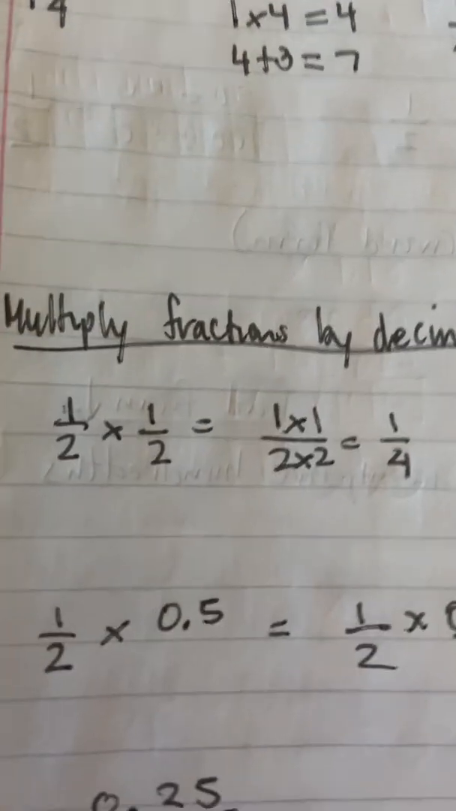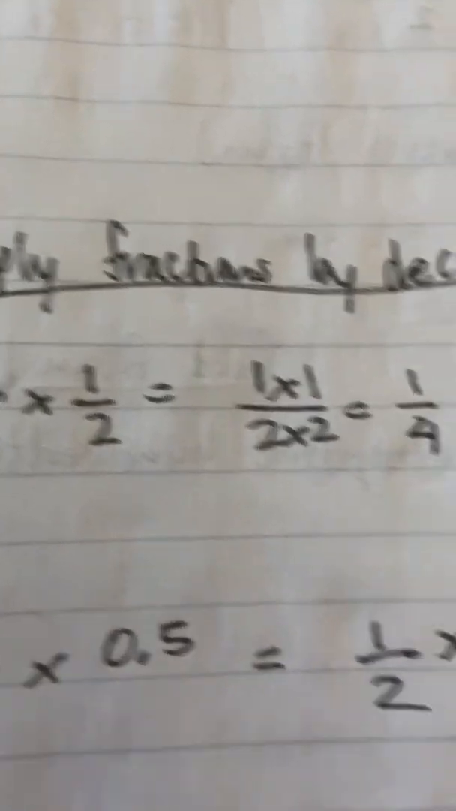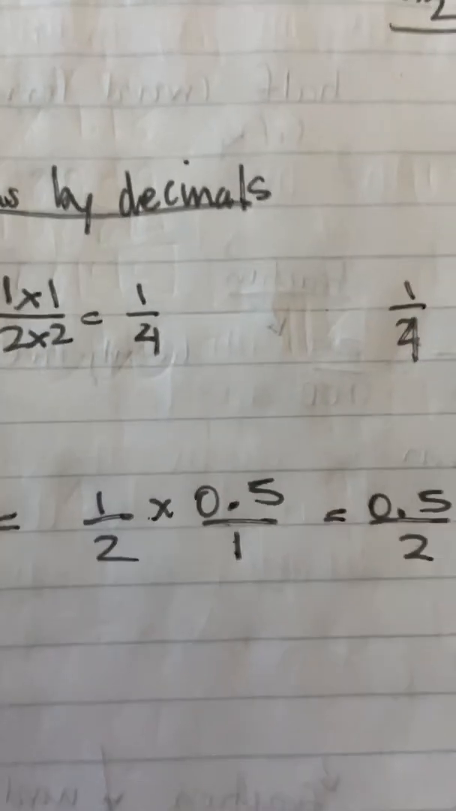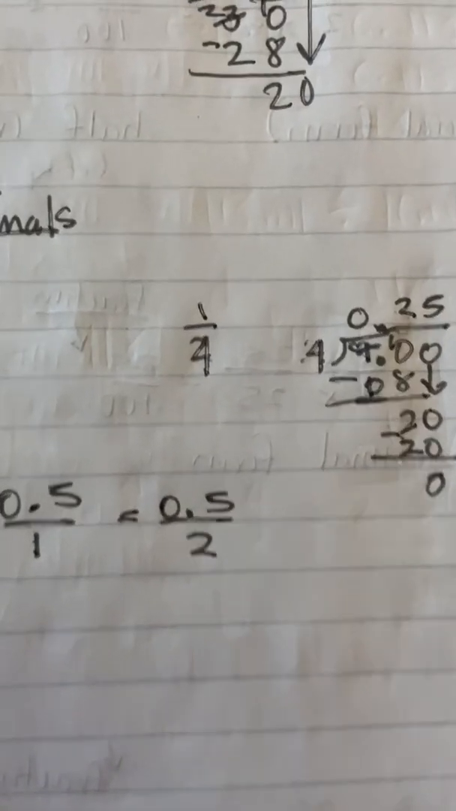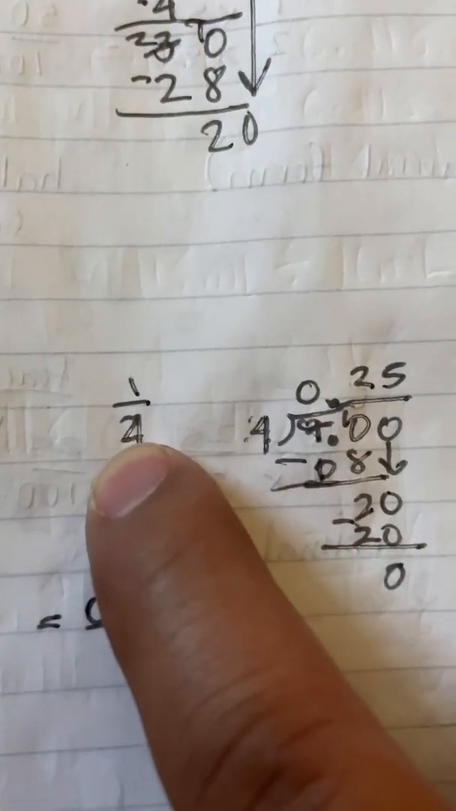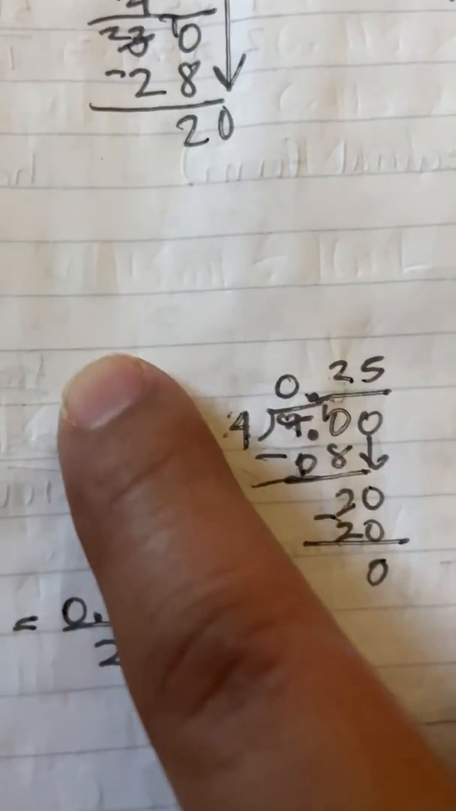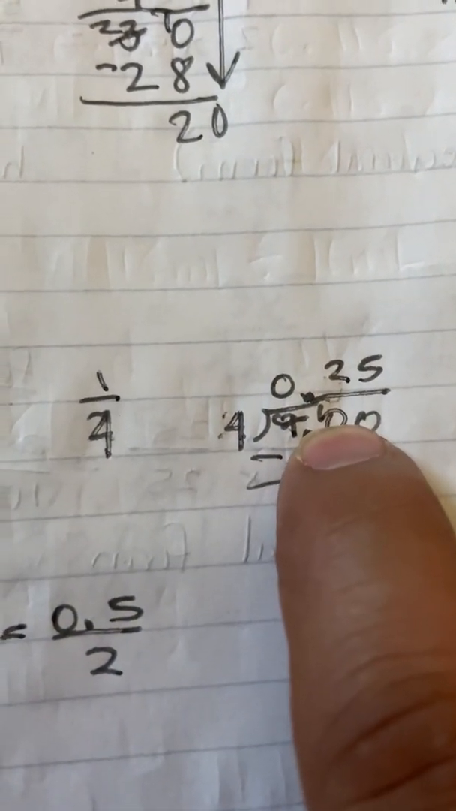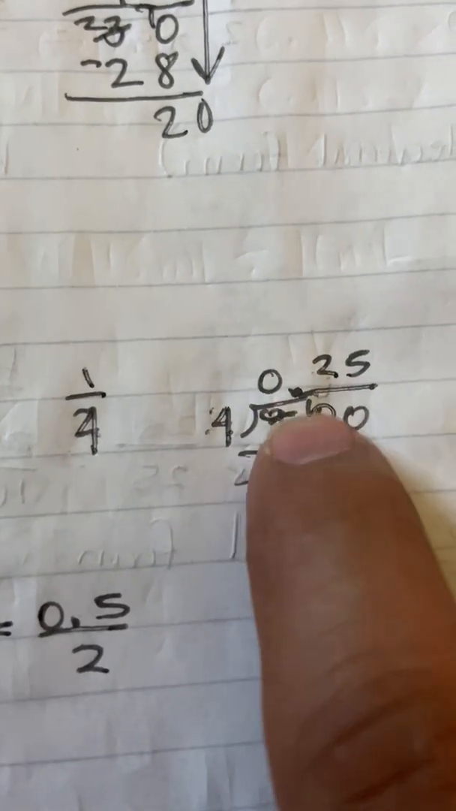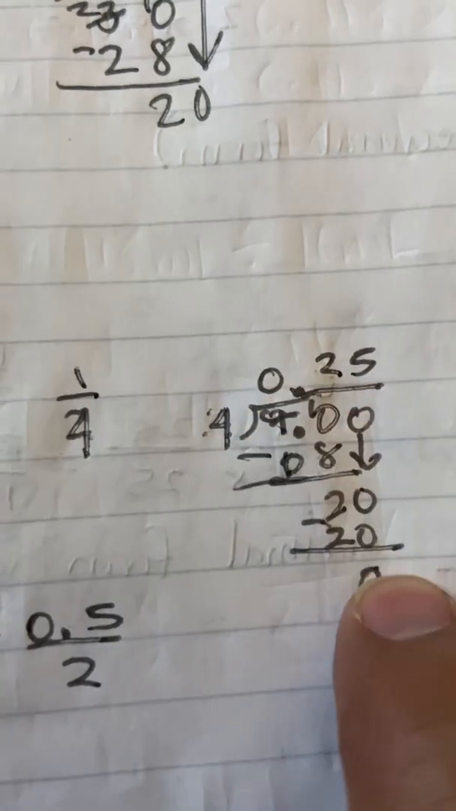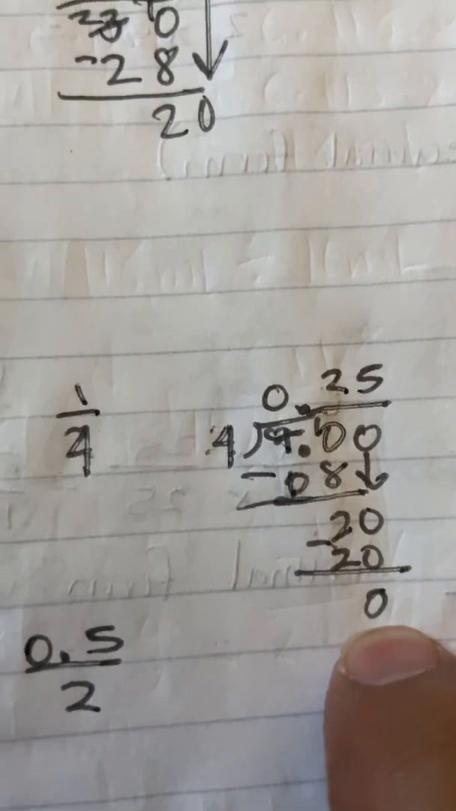Okay, multiply fractions by a decimal. So 1/2 times 1/2, so 1 times 1. And my denominator is 2 times 2, so that's 1/4. And 1/4 in decimal form: 4 becomes my divisor, my denominator, and my numerator, my dividend. 1 does not go into 4, so I'm going to add a decimal with a 0. So that's 10. 2 times 4 is 8. 10 take away 8 is 2. Bring down another 0. 5 times 4 is 20. This time I did do it, so 20 take away 20 is 0. So 0 and 25 hundredths.